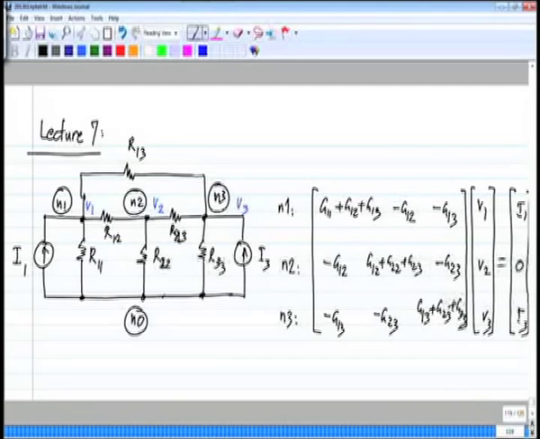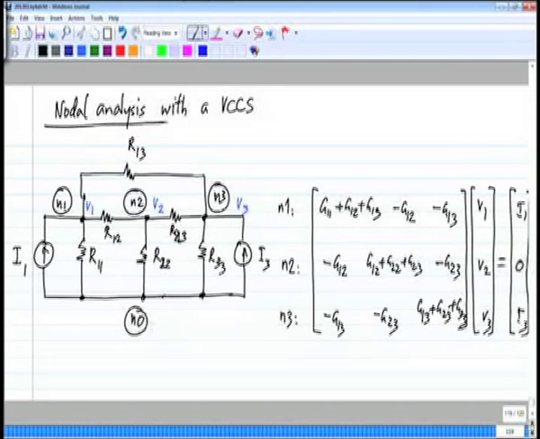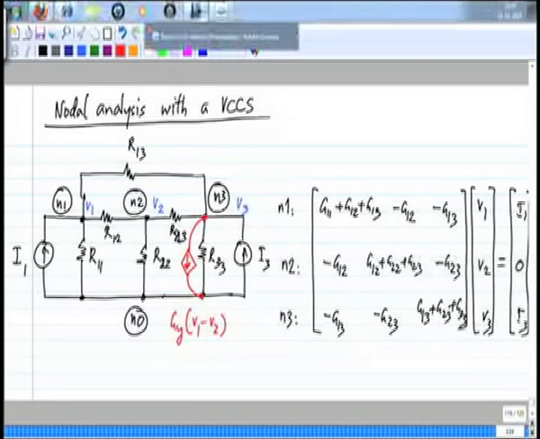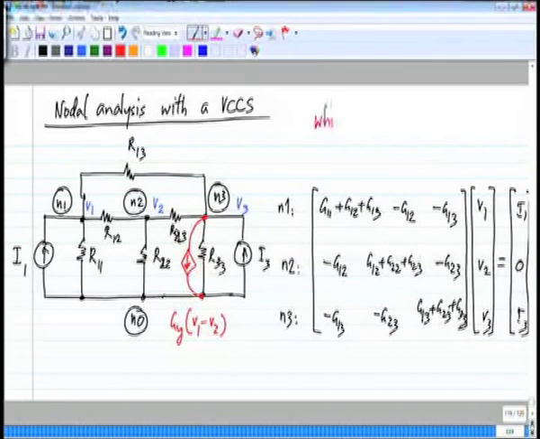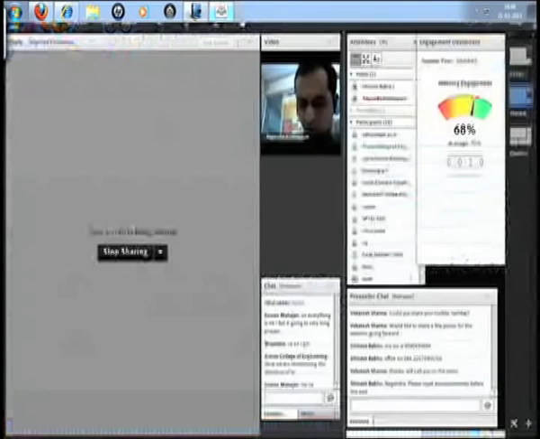Now to this, what I'll do is I will add a voltage controlled current source. And let me say I add it here. Okay, and this current source equals some GY times (V1 minus V2). Okay, so this is my new circuit. Now what I would like to know is, first of all, which equations get modified. Okay, which rows get modified. Okay, I will set up the question.